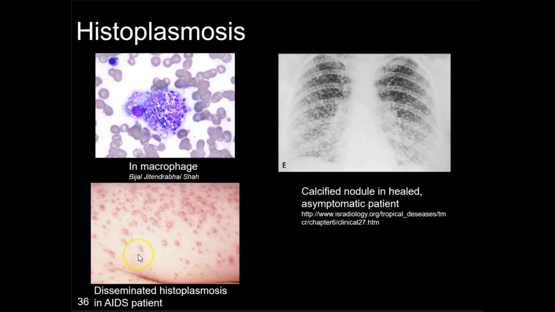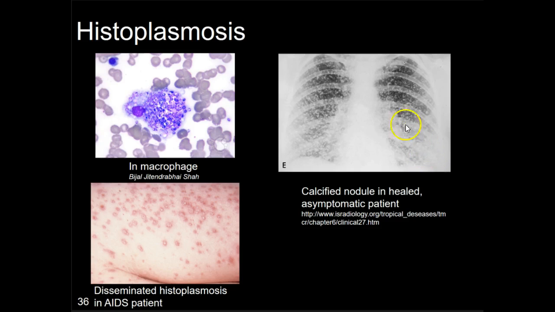Disseminated histoplasmosis can cause a rash throughout the body. This is disseminated histoplasmosis in an AIDS patient, and it can also form many small nodules in the lung. So contrast this to the Klebsiella infection that we saw earlier, where the infection was mostly in the lower lobes of the lung. Here in histoplasmosis, you can see that there are calcified nodules all over this patient's lungs.